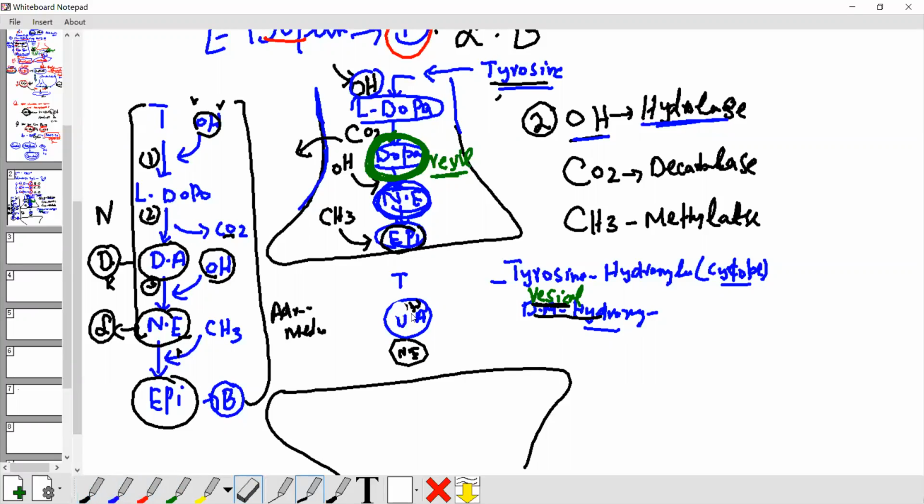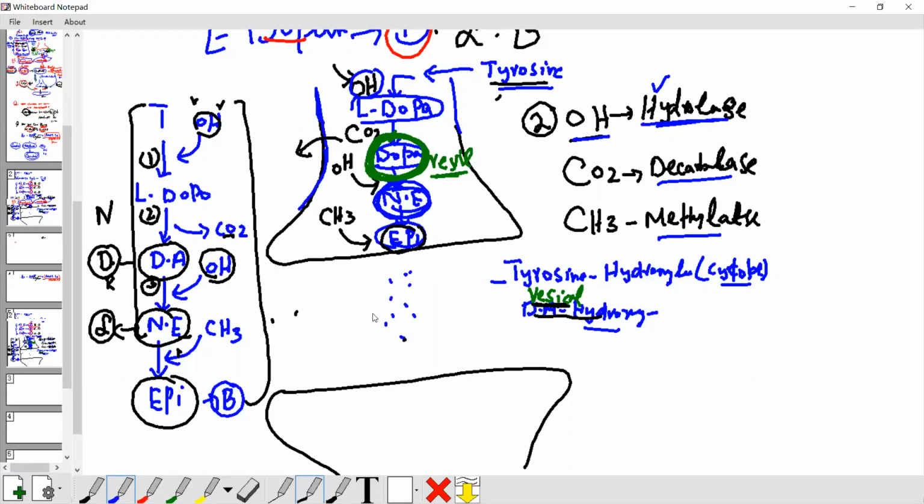Is it clear? Okay, last thing, then we finish class. How many enzymes have we used till now? Four enzymes: tyrosine hydroxylase, vesicular hydroxylase, then decarboxylase, and another, methylase. Methylase, decarboxylase, two hydroxylases. When epinephrine comes here, for breakdown we have two enzymes.